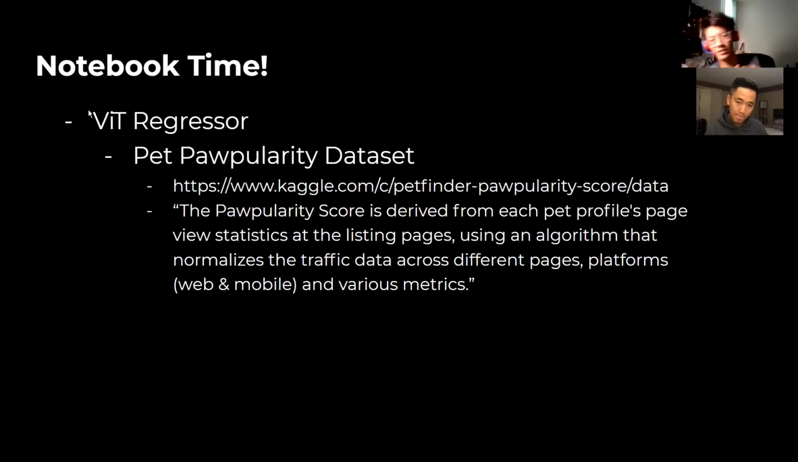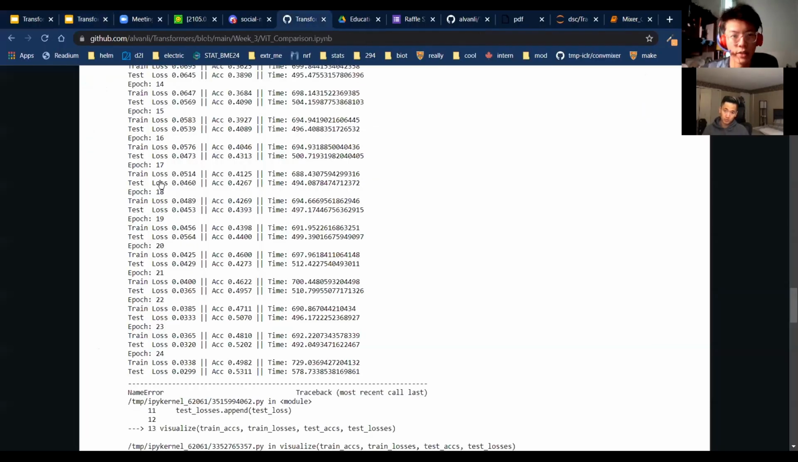I chose a different data set for this because I want to do some regression tasks. It's a pretty interesting data set. It's called pet popularity. You're trying to predict how popular a pet is based on their image. And the popularity score is just statistics from a certain pet adoption website. Let's look at that notebook.